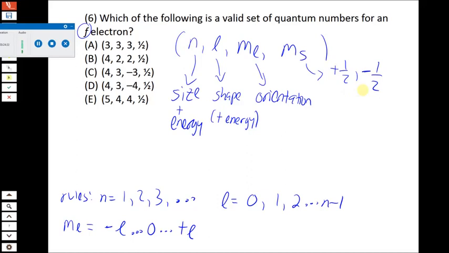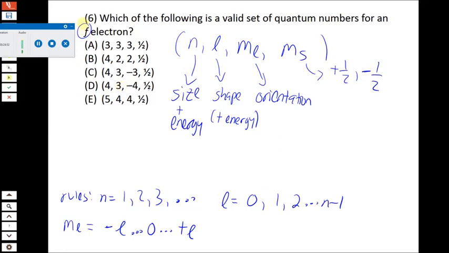So to answer this question, we need to think about the relationships between these 3 quantum numbers and which of these sets is going to be valid. We notice that all of them have plus 1/2 for the 4th quantum number, so that one's going to be fine. So we need to think about which of these has a correct grouping of the first 3 quantum numbers.